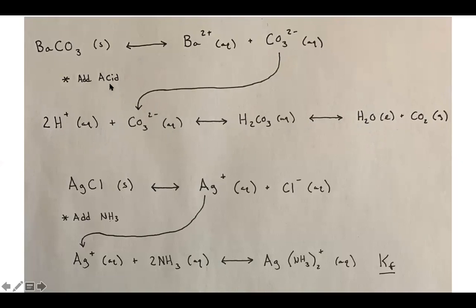So by adding that acid, essentially we are decreasing the concentration of carbonate. And again, based on Le Chatelier's principle, if we're removing a product, that carbonate ion, our equilibrium, our KSP equilibrium will shift to the right to basically form more of that carbonate.